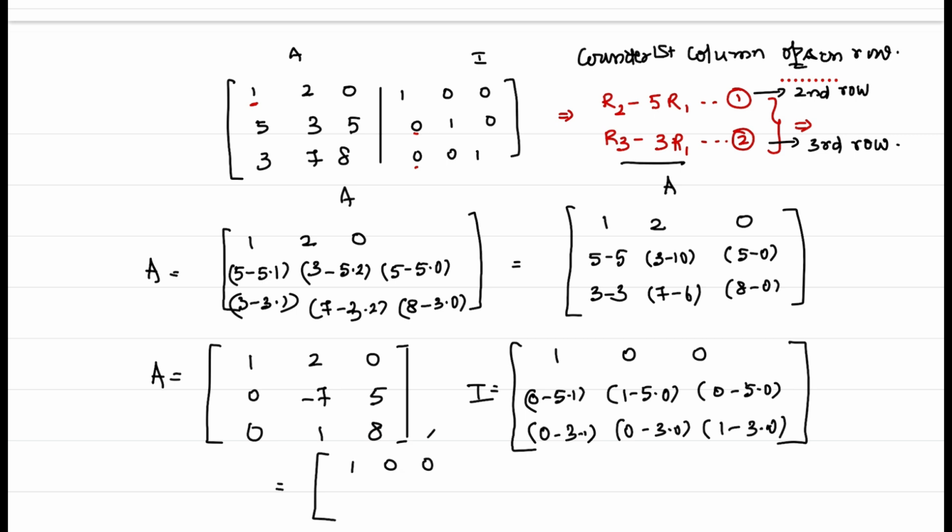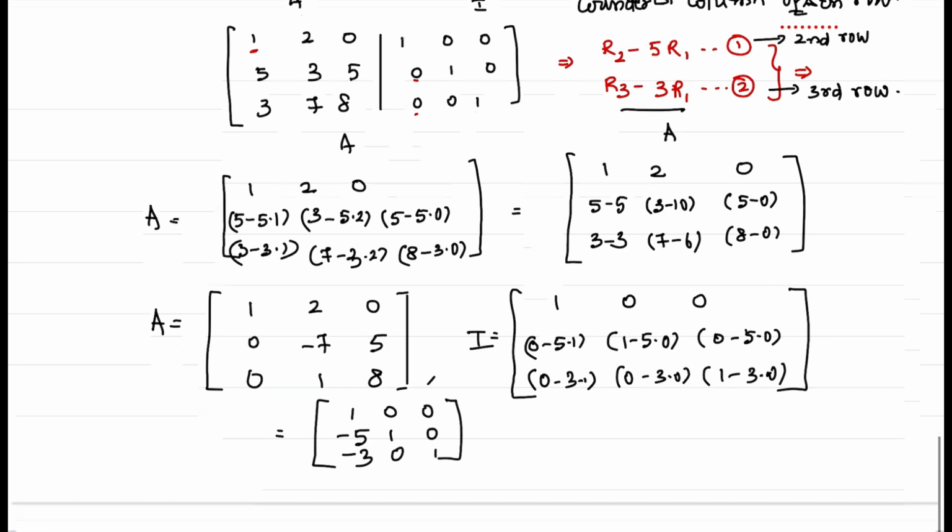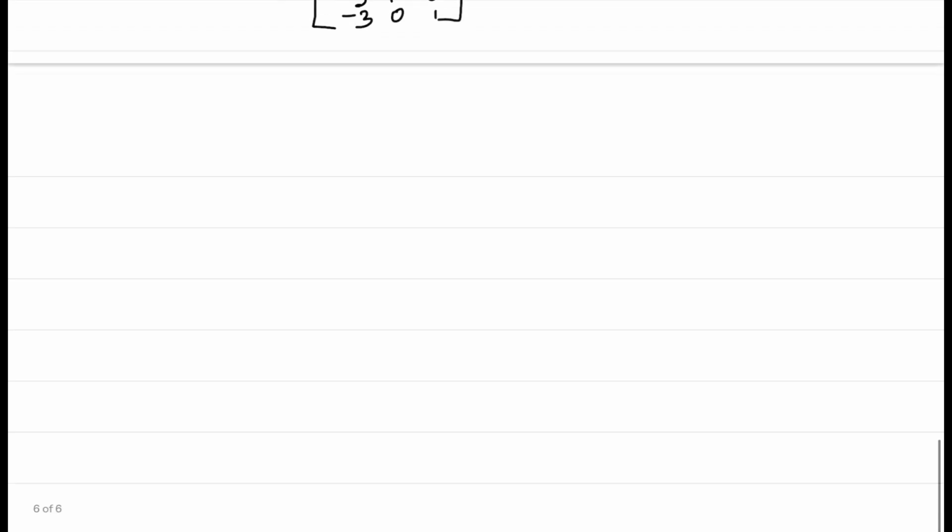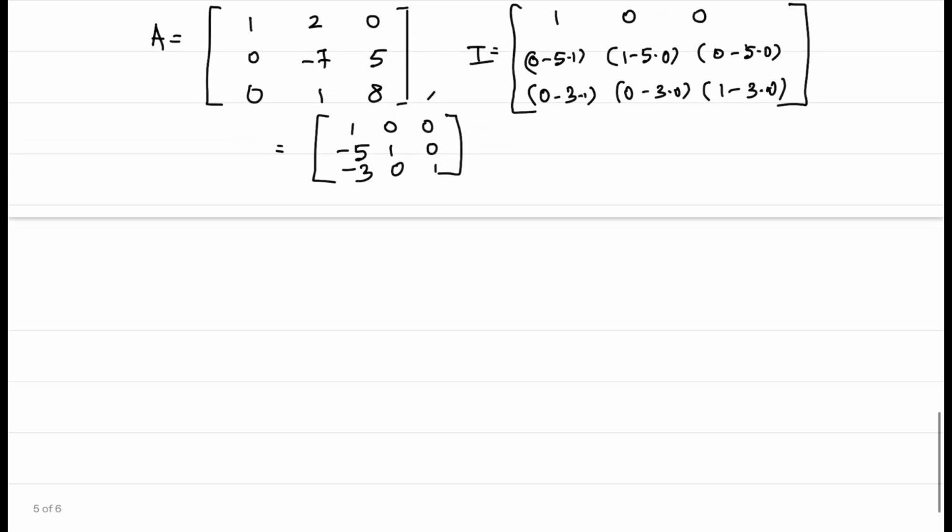1, 0, 0. 0 minus 5 is minus 5. 1 minus 0 is 1. 0 minus 0 is 0. 0 minus 3 is minus 3. And 0 minus 0 is 0. 1 minus 0 is 1. Let us write the revised A and revised I side by side, augmented matrix.